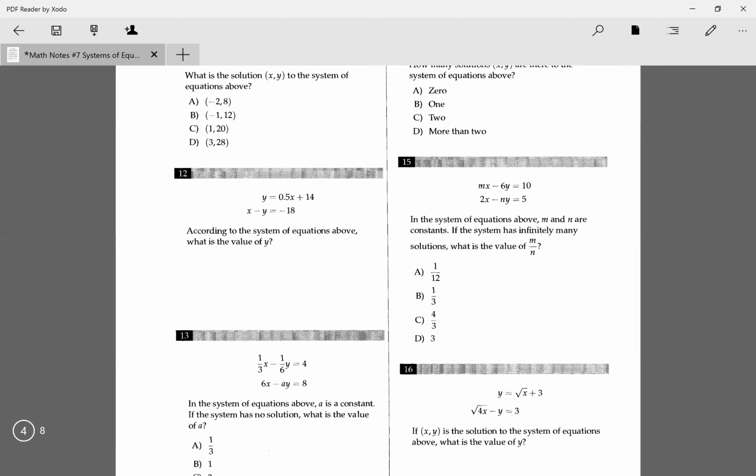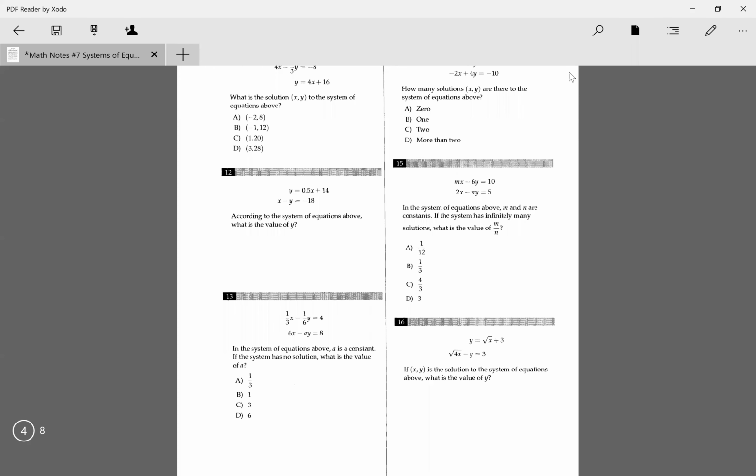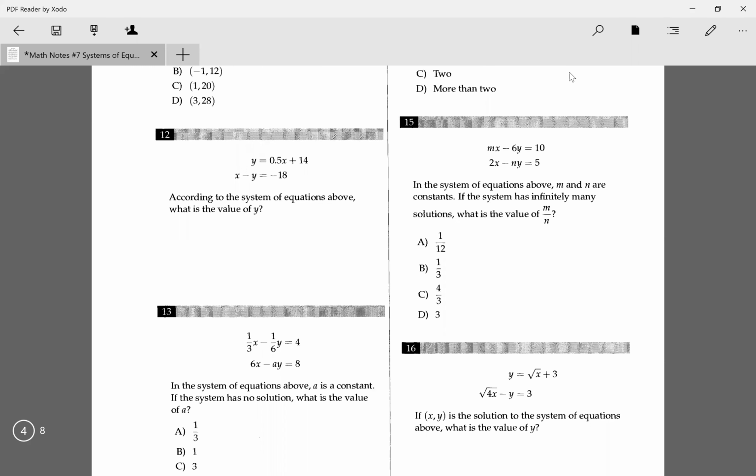In the system of equations above, m and n are constants. If the system has infinitely many solutions, what is the value of m over n? Yeah, so we're doing number 15. So here that's what the value of m over n is. So here it says there are infinitely many solutions, right? So what does that mean?